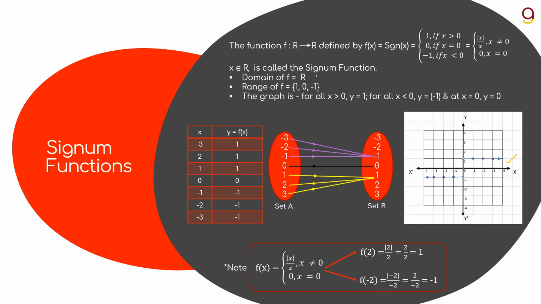The domain of the Signum function is the set of real numbers. The range of the Signum function is the set of 3 elements, that are 1, 0 and minus 1. And in the graph, for all x greater than 0, y is equal to 1. For all x less than 0, y is equal to minus 1. And at x is equal to 0, y is equal to 0. So this is all about Signum function. In this video we have discussed the constant function, identity function and Signum function. In our next video we will talk about the modulus function.